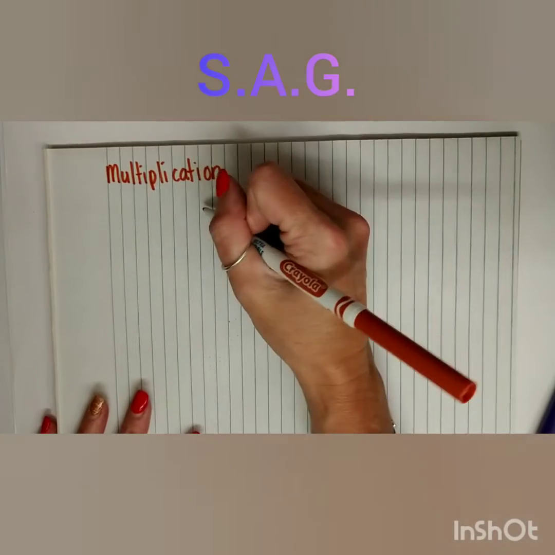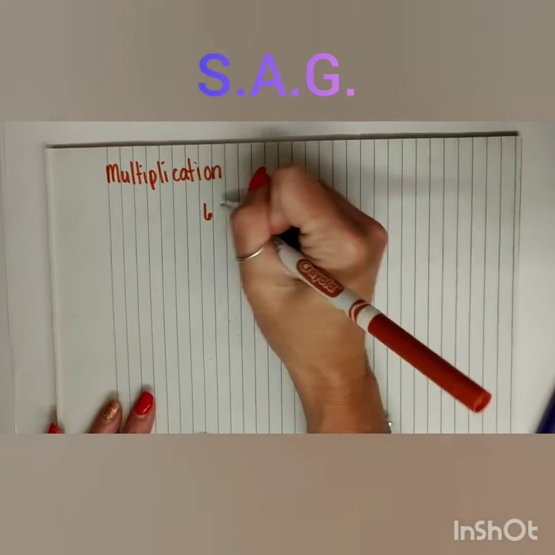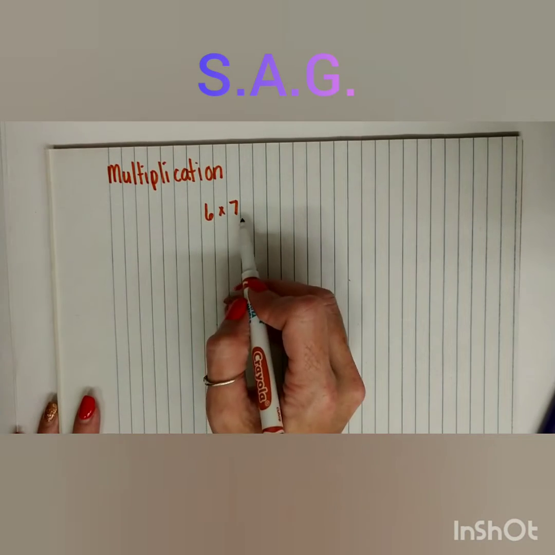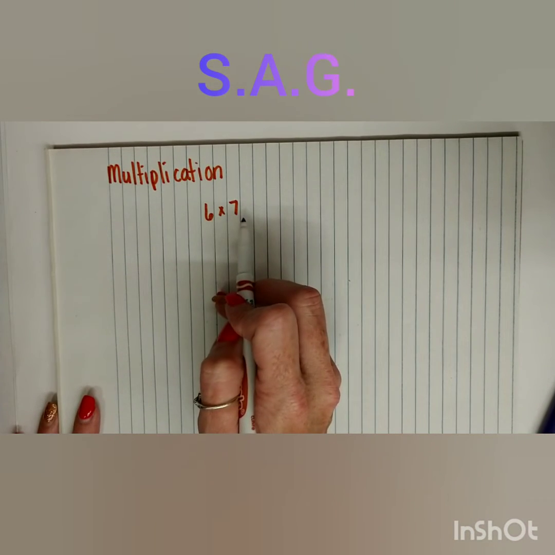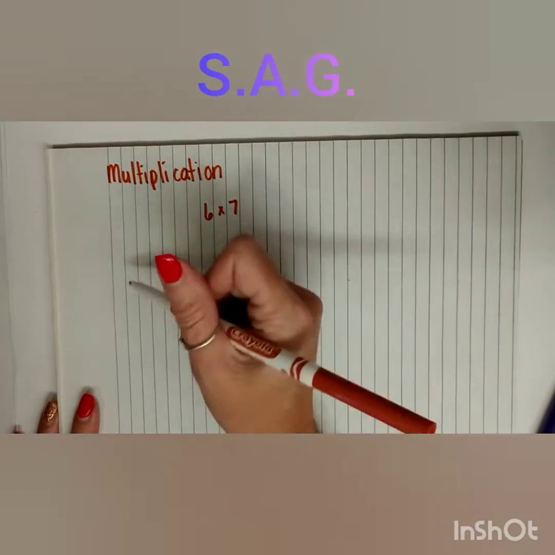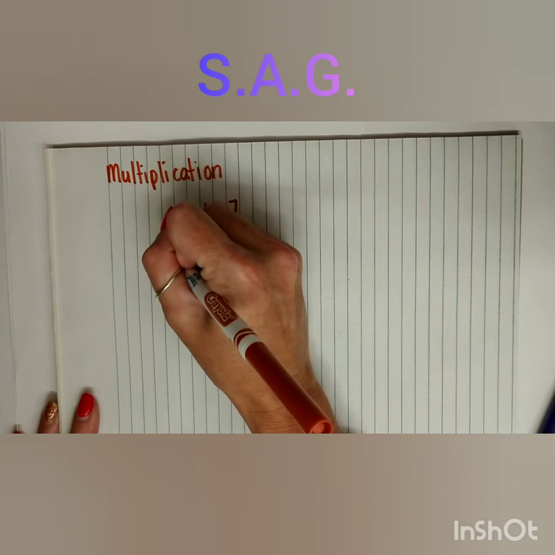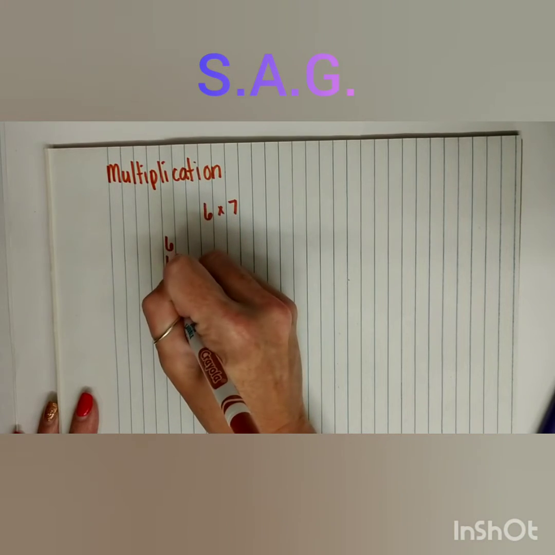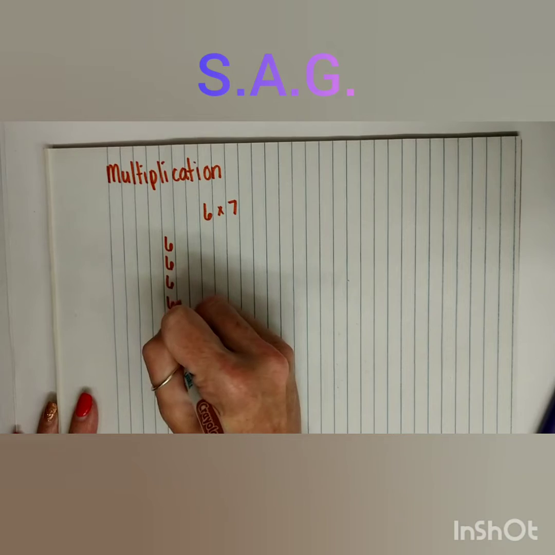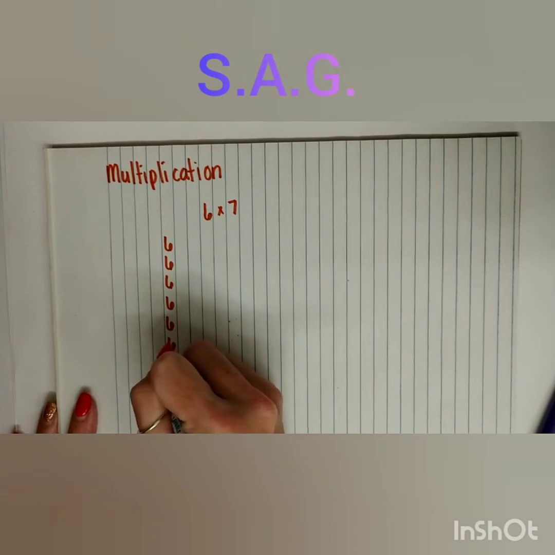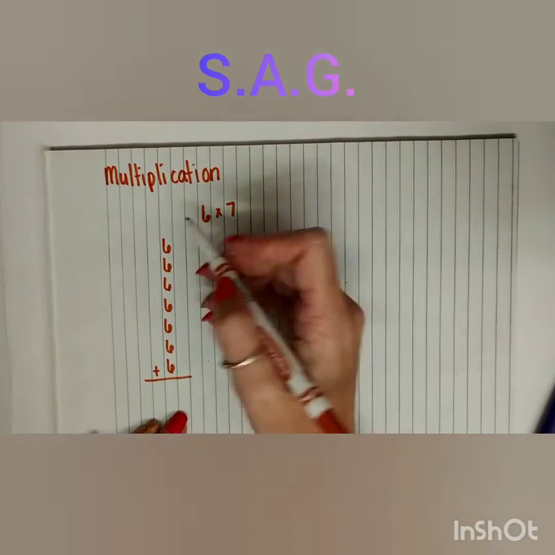So let's say we have 6 times 7. All right. And let's say you don't know your 6s, you don't know your 7s. One of the things you can do is do a quick pick or draw it out. So I can have 6 groups with 7 each. So 6 groups with 7 each. So I can do 6, 6, 6, 6, 6. That's 1, 2, 3, 4, 5, 6, 7. And I can add them, so I can do repeated addition.